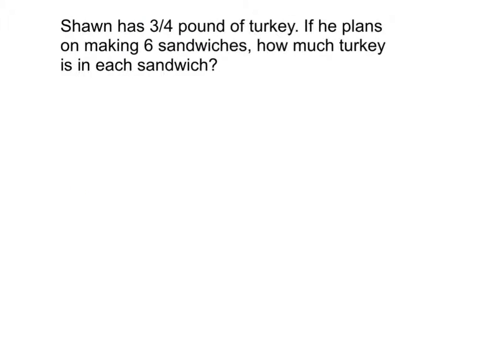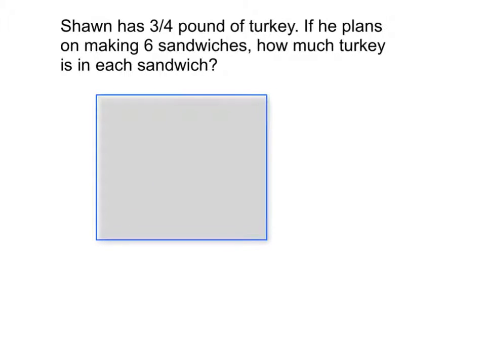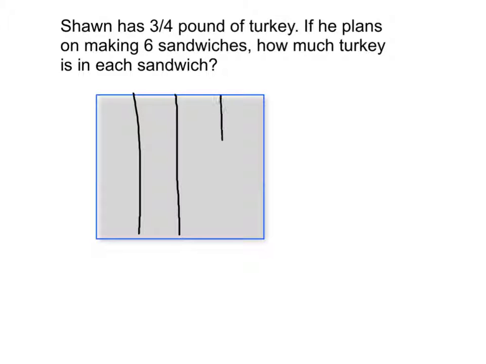Let's now apply what we know to a word problem. Sean has 3/4 pound of turkey. If he plans on making 6 sandwiches, how much turkey is in each sandwich? I'm going to start with this model where I'm going to draw my square and my rectangle, and we have 3/4. So once again, I'm going to break this into fourths, and we have 3 of those fourths. So we have this amount.